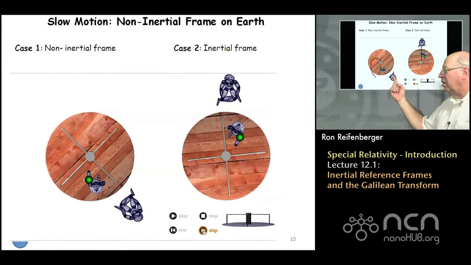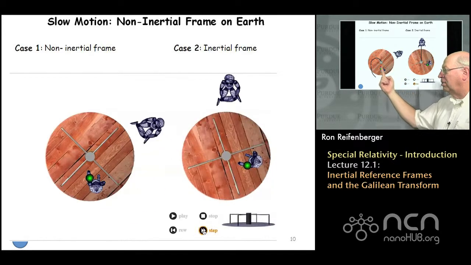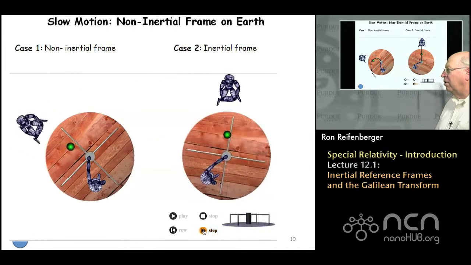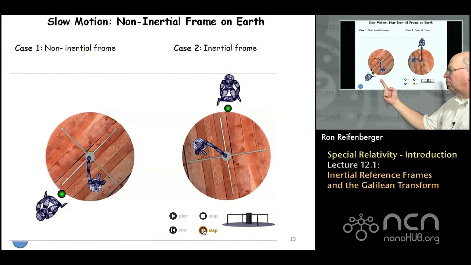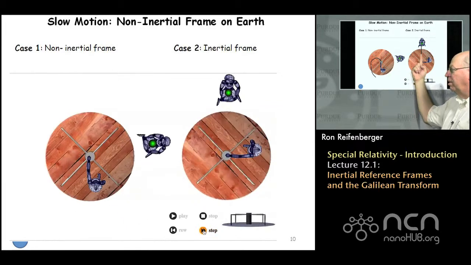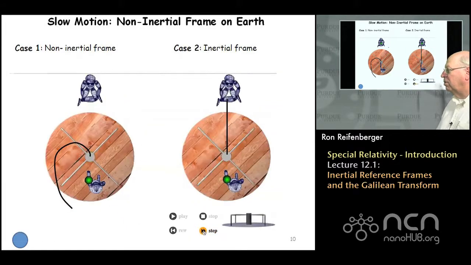When this guy here gets up to the top, this guy is going to release the ball, right? The ball is going to follow a curved path in the non-inertial reference frame. In the inertial reference frame, the ball travels in a straight line. So at the end of the experiment, the result is the same.